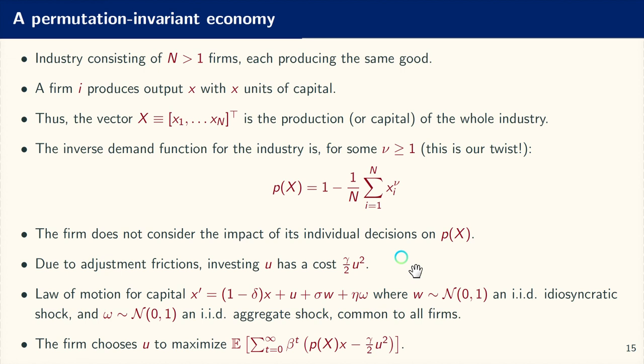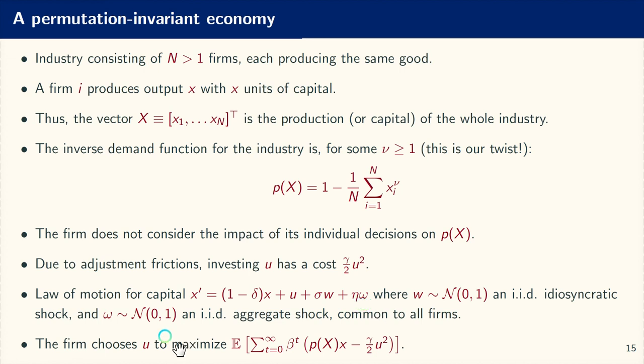Due to adjustment frictions, investing U has a cost gamma divided by 2 U squared. And we are going to have a law of motion for capital, where the capital tomorrow, which is also the production tomorrow, is 1 minus depreciation times the capital today, plus what we invest, an idiosyncratic shock, and an aggregate shock. So a very standard law of motion for capital.